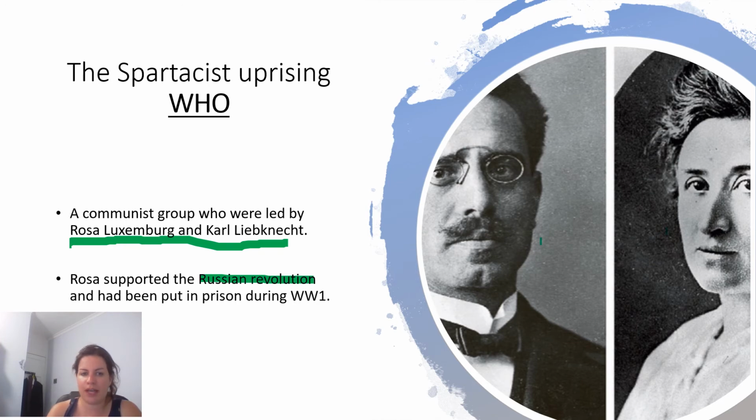But because Rosa had supported the Russian Revolution, she'd actually been quite violent and led a few protests during the First World War in Germany. She'd actually been put in prison during the First World War, and after she left, she joined up with Karl, and they formed this communist group known as the Spartacists. Okay, so they were known as the Spartacists.